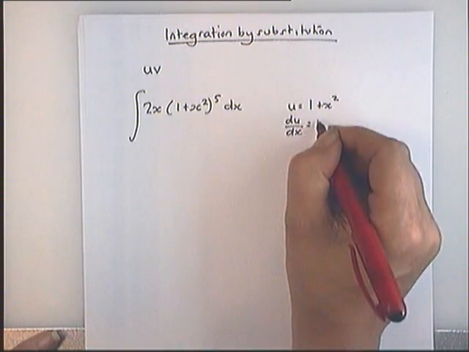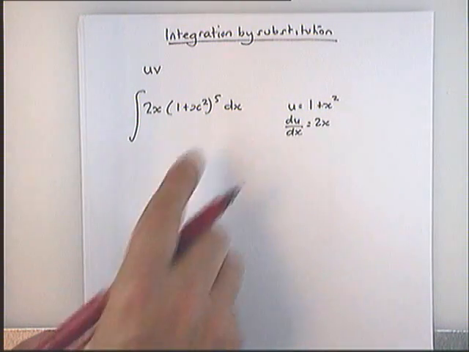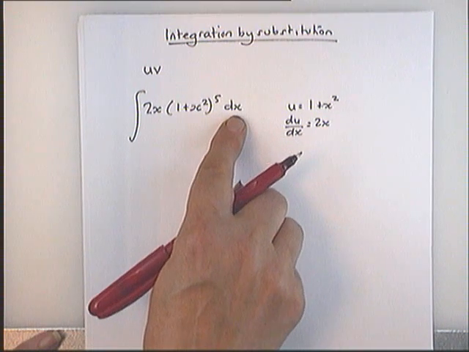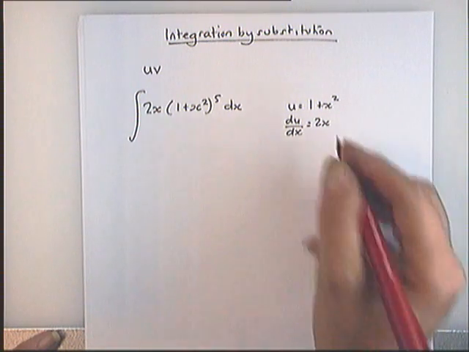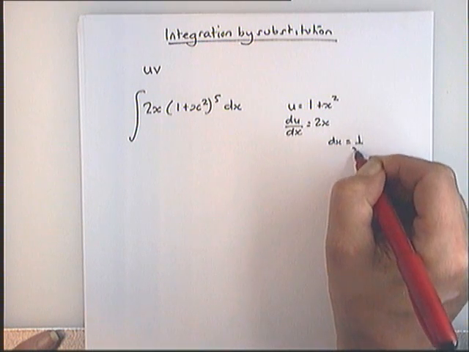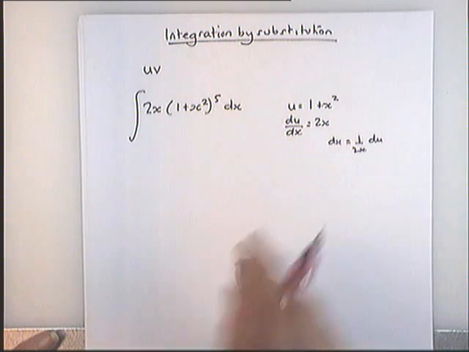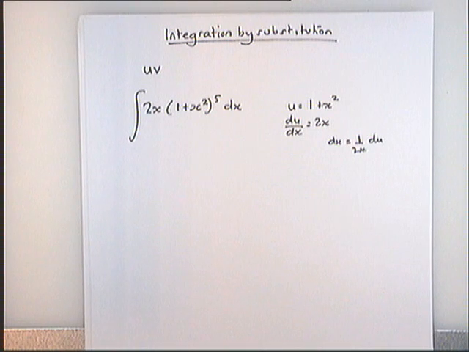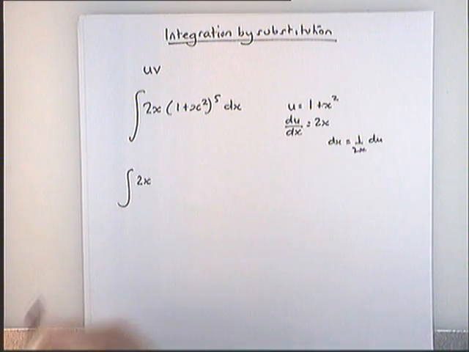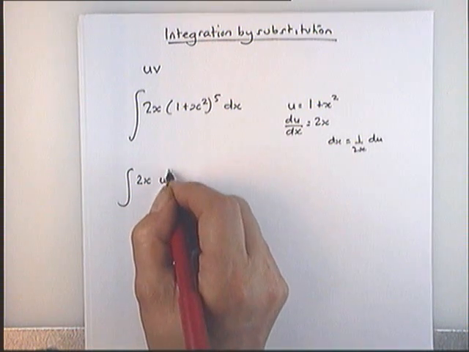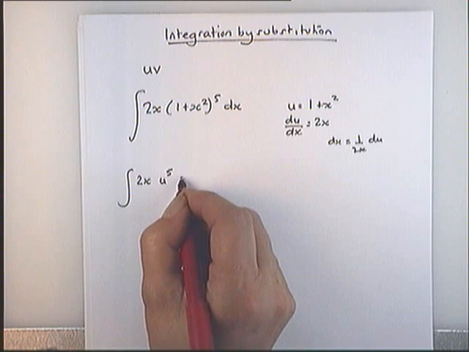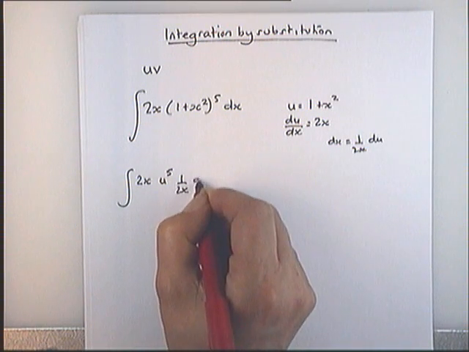du by dx is therefore 2x. When you're doing integration by substitution, everything has to be substituted for, including the dx. So therefore I can write dx as 1 over 2x du. Therefore, when we now substitute, we're going to get 2x multiplied by u to the power 5, and if I substitute for dx, I get 1 over 2x du.